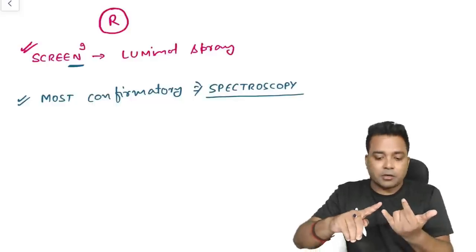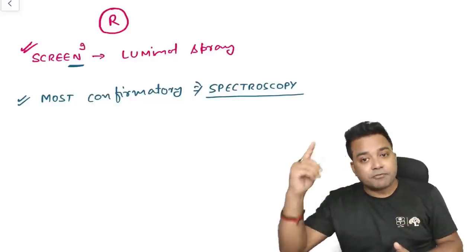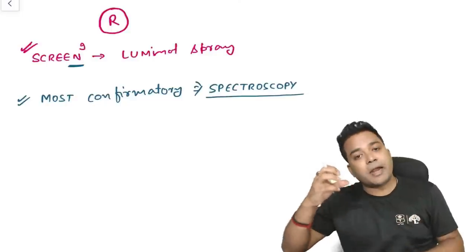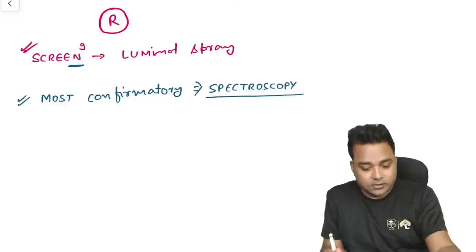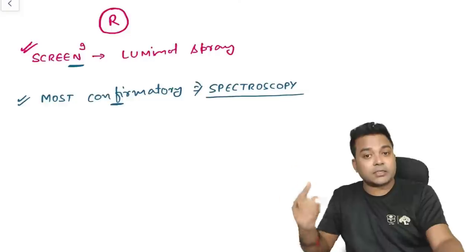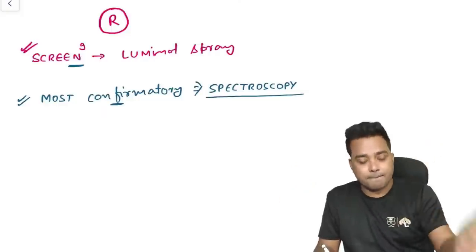Like the sample could have oxyhemoglobin. If it was a putrefied sample, it will have sulfhemoglobin. Different hemoglobin pigments give different band patterns. So yes, that is why it is most confirmatory. And with my PSM knowledge, I will remember that yes, confirmatory tests should have high specificity.